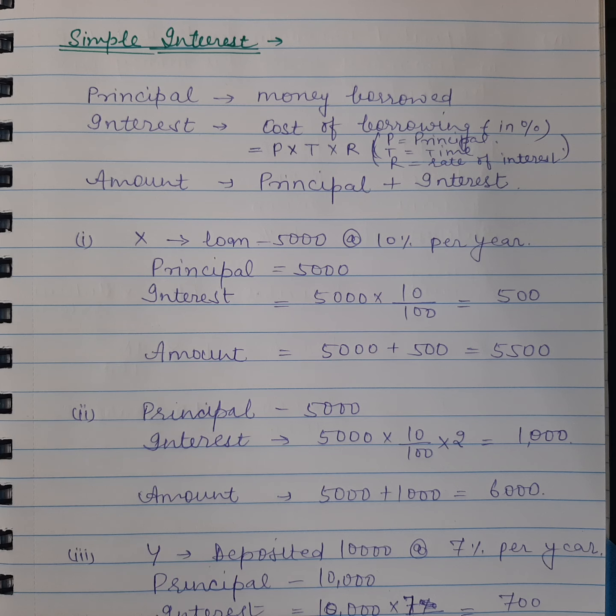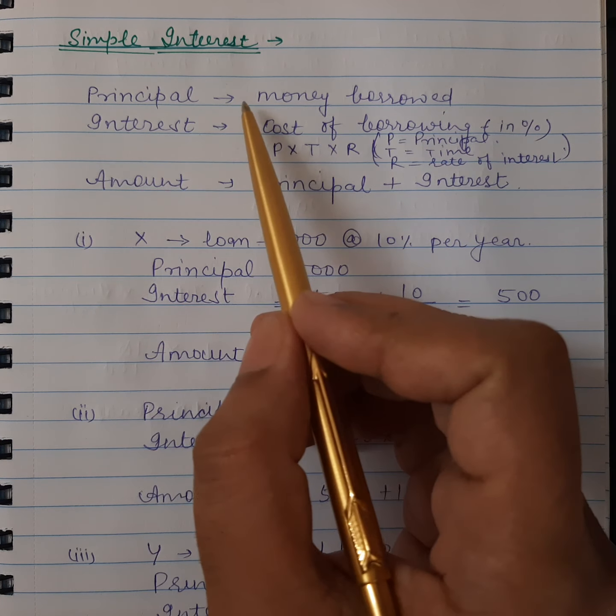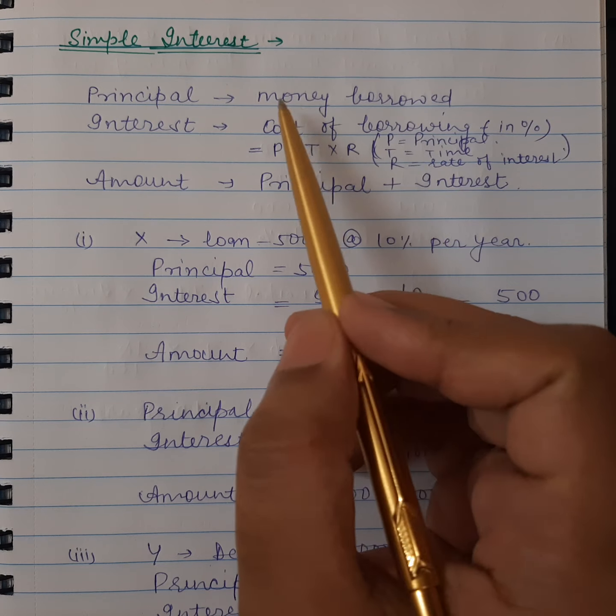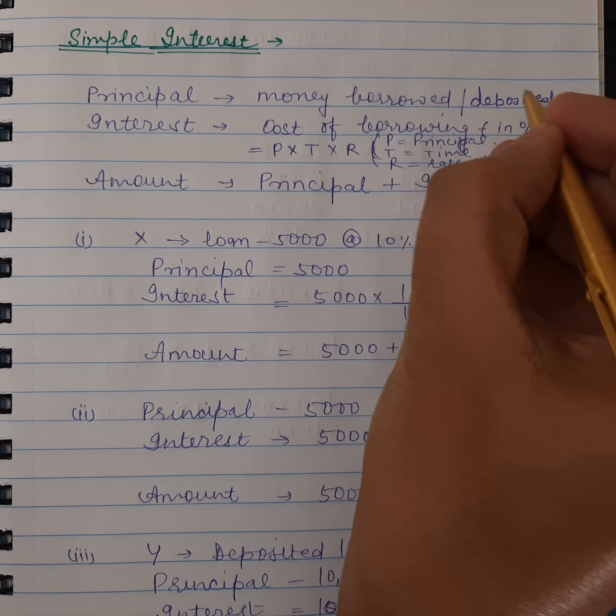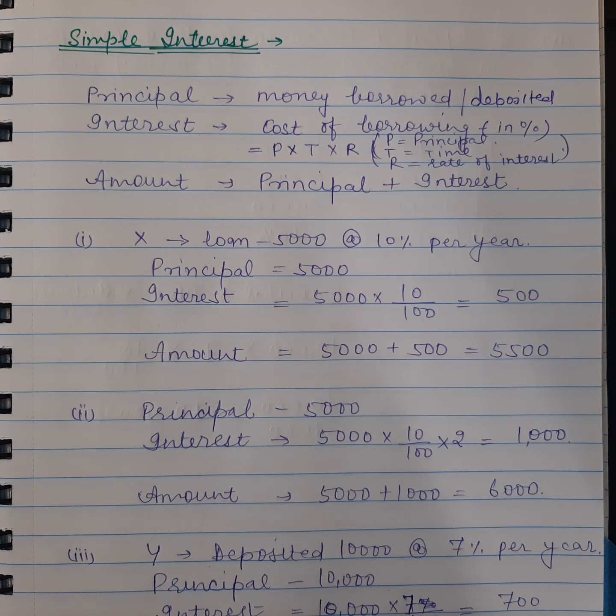So first, simple interest. Let's understand some terms. Principal is the money which is borrowed or deposited. When we deposit some money in the bank or borrow some money from the bank, that is money borrowed or deposited. We can borrow from our family members or friends, and in that case we most of the time don't have to pay interest. But when we borrow money from a professional like a money lender or a bank, we'll have to pay interest.